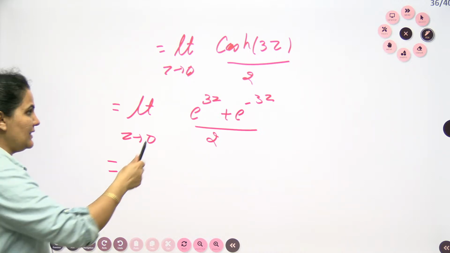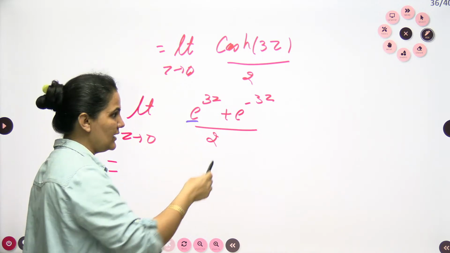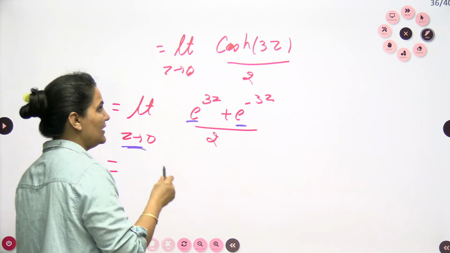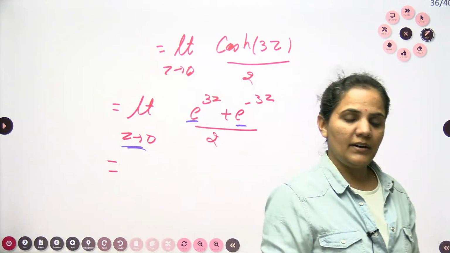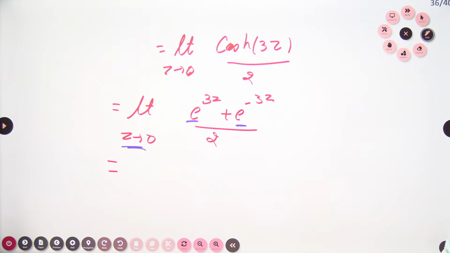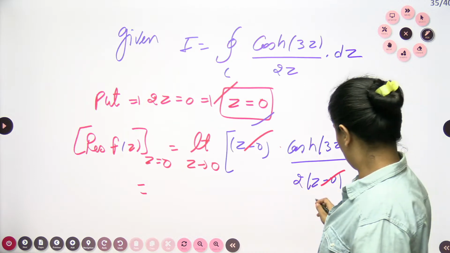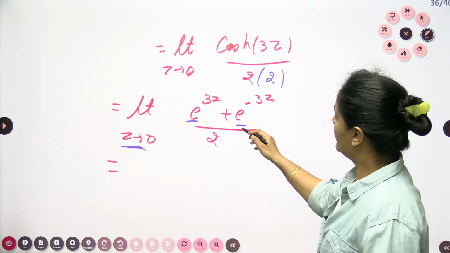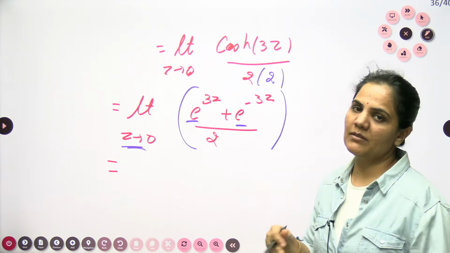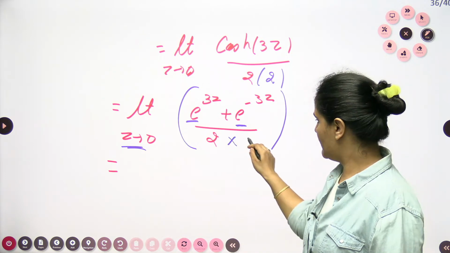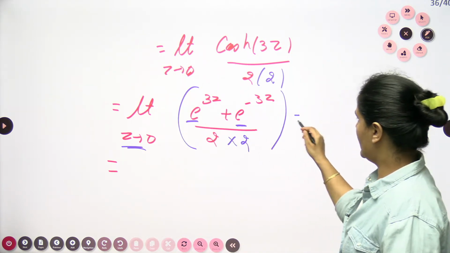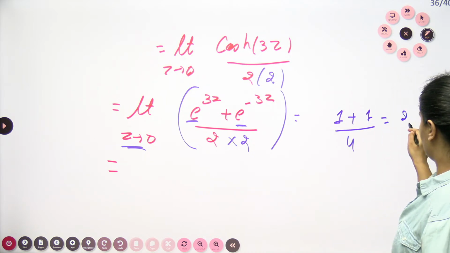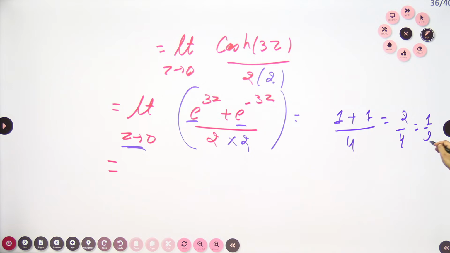So when I apply the limit, I can see e power 0 is 1. This is also e power 0, so 1 is there, and we are having 2 also. So I need to divide with the 2, because the result is e power x plus e power minus x by 2. So that we are having divide by 2 also. So when I put here, this is 1, this is 1, divided by 4. So my result is 2 by 4, and 2 by 4 means 1 by 2.